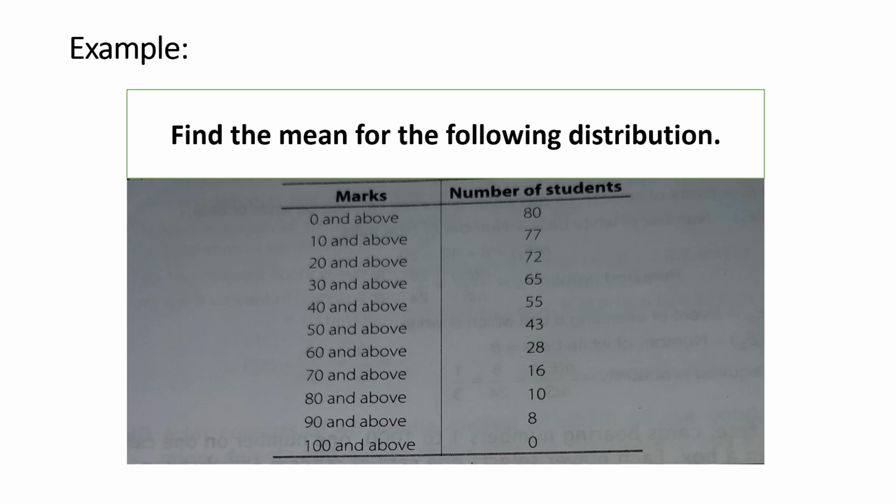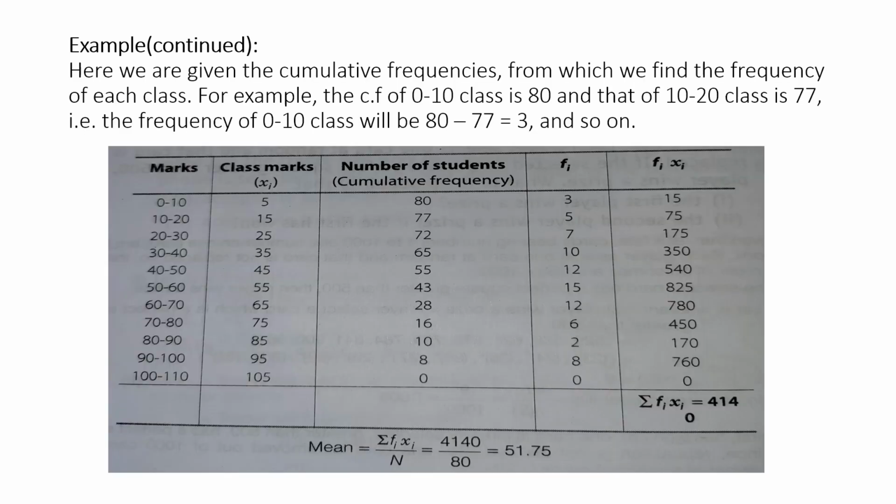So actually here, instead of giving the frequency, they have given the cumulative frequency of greater than type. From that we will find the frequency of each class. Now here we are given the cumulative frequencies from which we find the frequency for each class. For example, the cumulative frequency of 0 to 10 class is 80, and that for 10 to 20 class is 77. So the frequency for 0 to 10 class will be 80 minus 77, which is equal to 3.